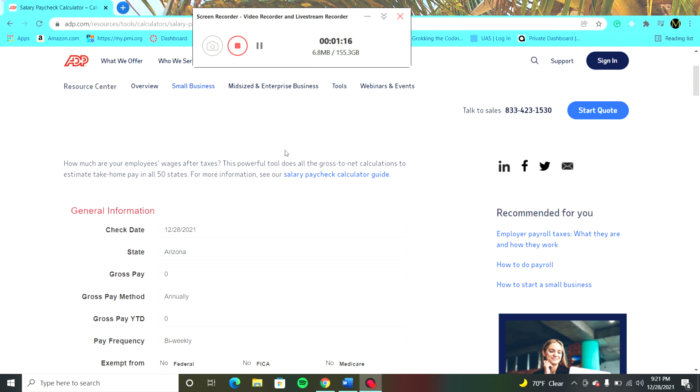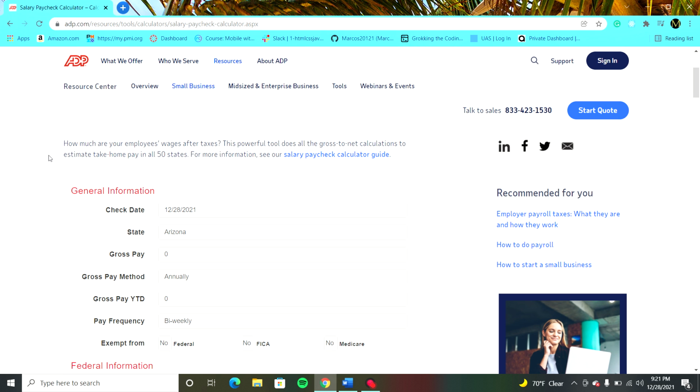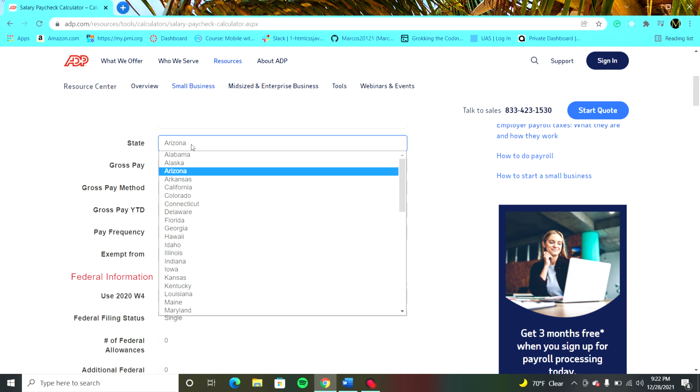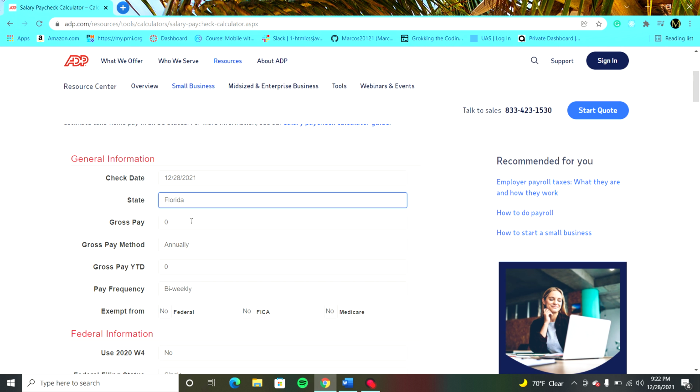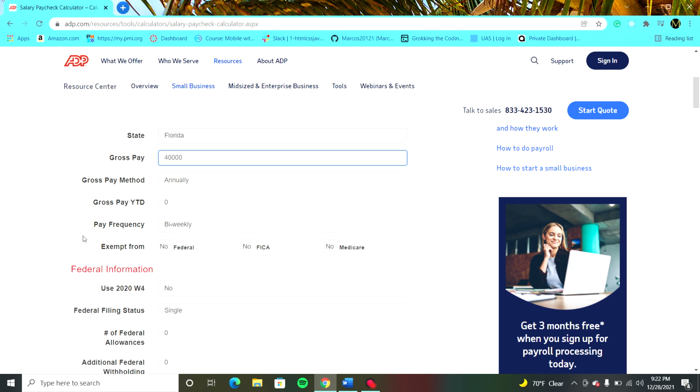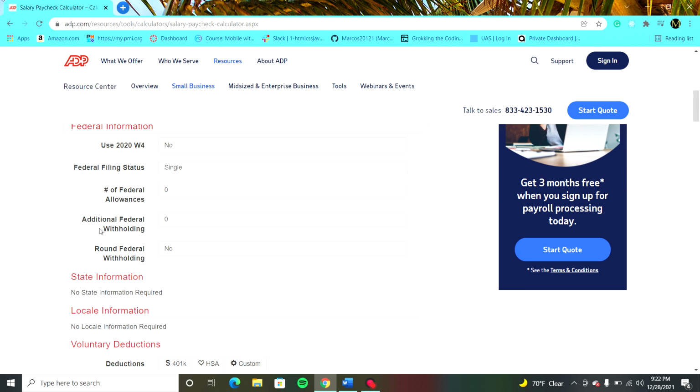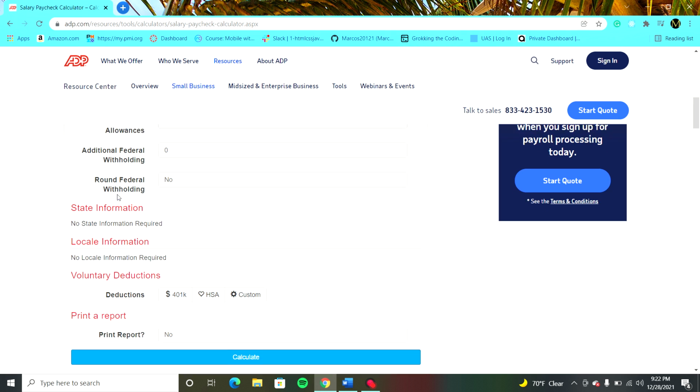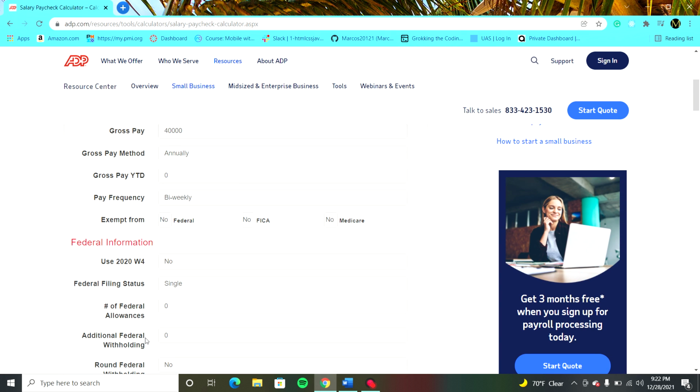So what we have in front of us today is ADP's salary paycheck calculator. If you ever want to calculate how much you make after taxes, not considering you allocating money into your 401k, just your straight up money after. Today, we're just going to do a basic $40,000 salary, bi-weekly basis. We're not going to do any allowances, and we're going to go ahead and calculate that.